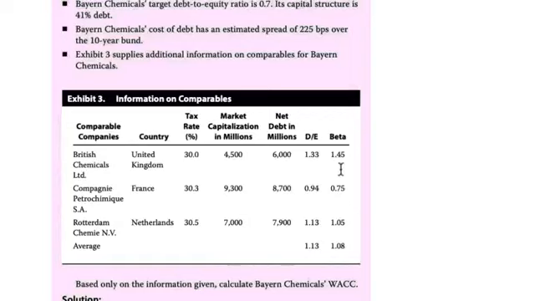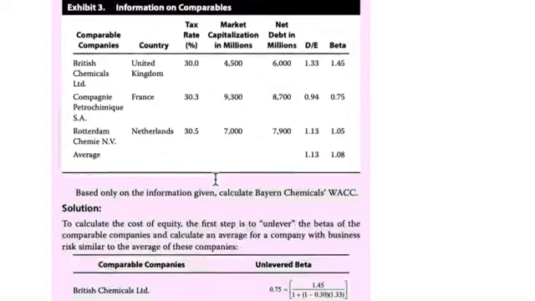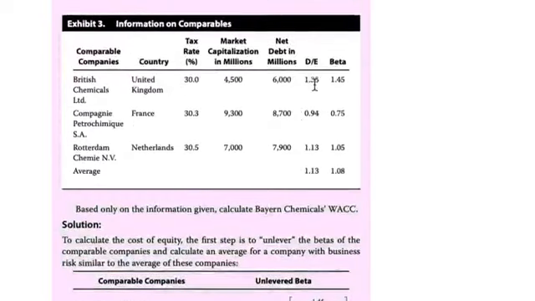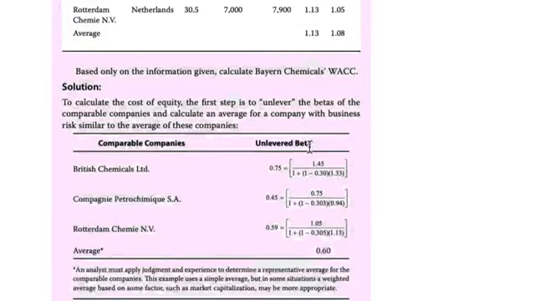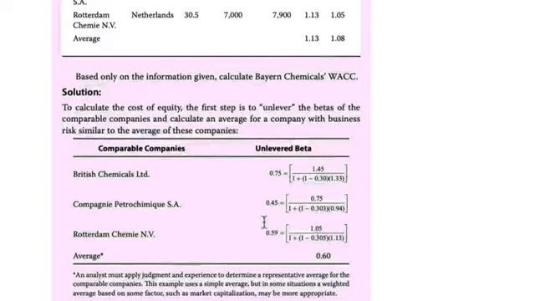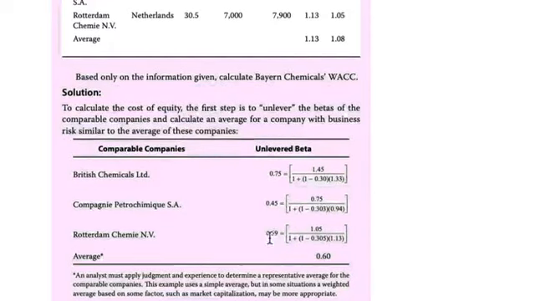So we're going to need our betas, and we have them right here. We need the debt equity ratio. We need tax rates. There's 30%, 30.3, and 30.5. We're ready to go. So let's unlever the betas. 1.45 over 1 minus the tax rate times the debt equity ratio. And we're just taking the numbers right from the table here. 1.33, 0.94, 1.13. You can see them down here. Same with the tax rates. These are our unlevered betas. Add them up, divide by 3, we get to 0.6.